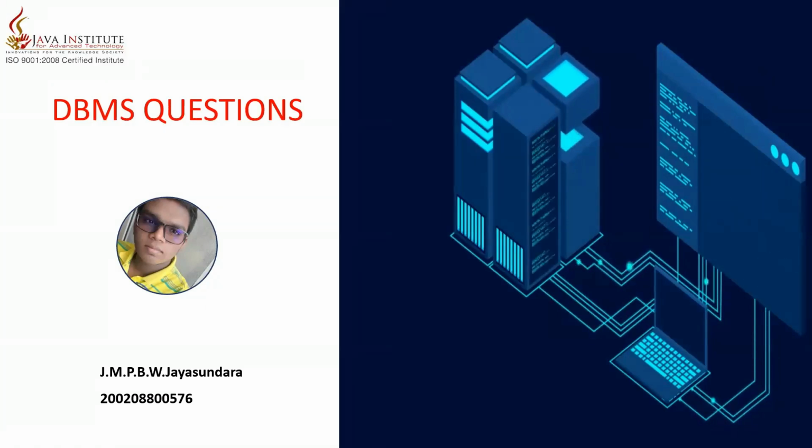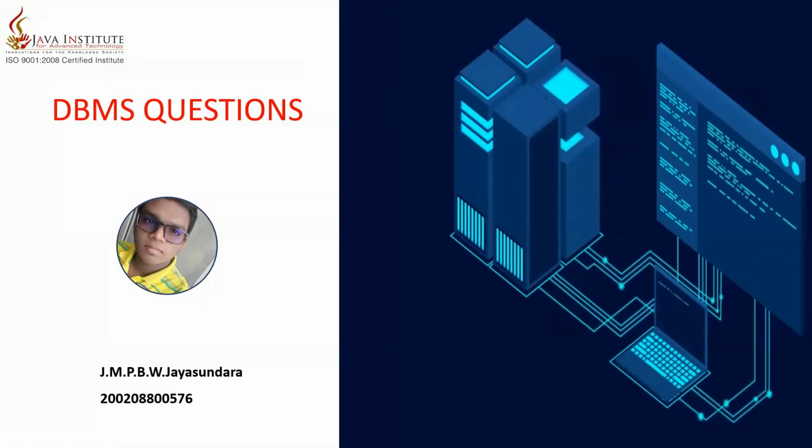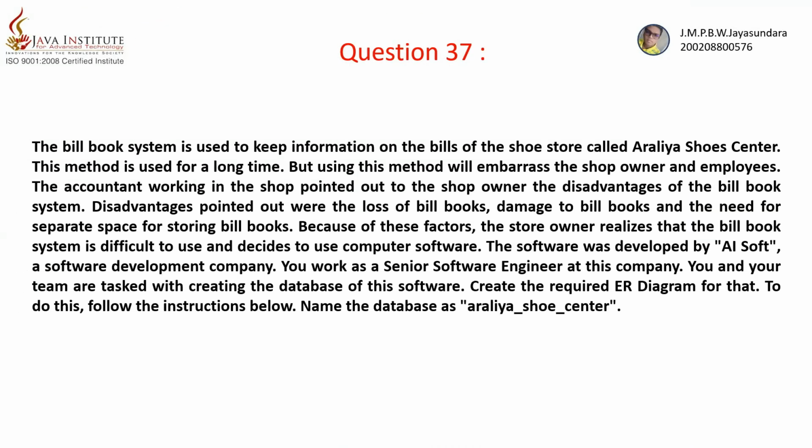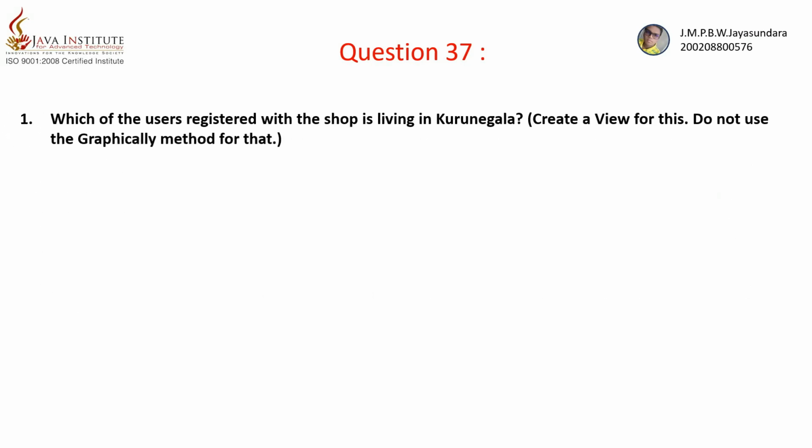Today we are going to discuss question set number 37. So let's get started. This is the description for question set number 37. In our first question it says, which of the users registered with the shop is living in Kurunegala? Create a view for this. Do not use the graphical method for that.